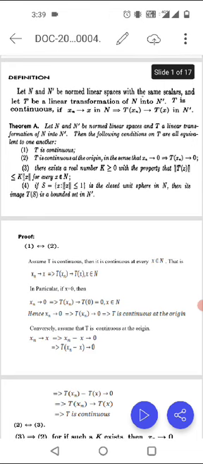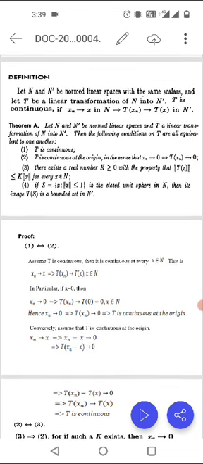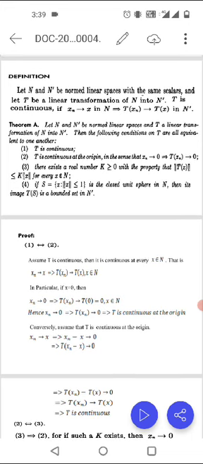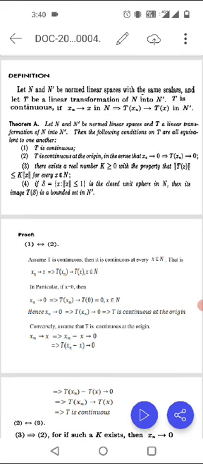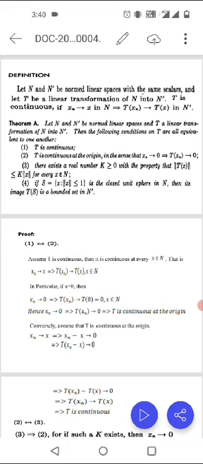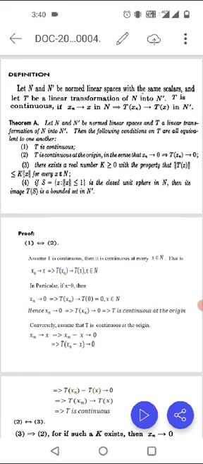T is continuous if xn converges to x in N implies that T of xn converges to T of x in N dash. This is the definition of continuous linear transformation. Next, the following theorem is equivalent to the continuous linear transformation. Now consider normed linear spaces N and N dash, and T is a linear transformation from N to N dash. Then the following conditions are equivalent.